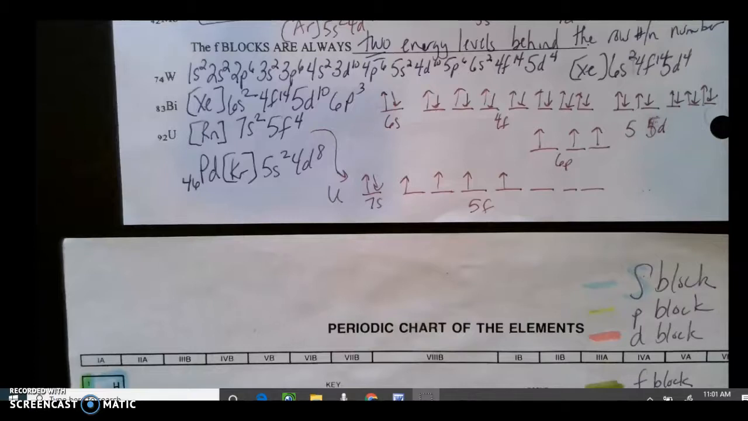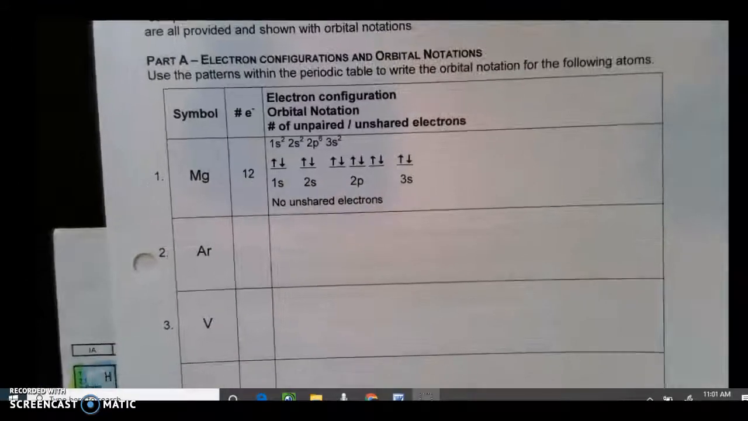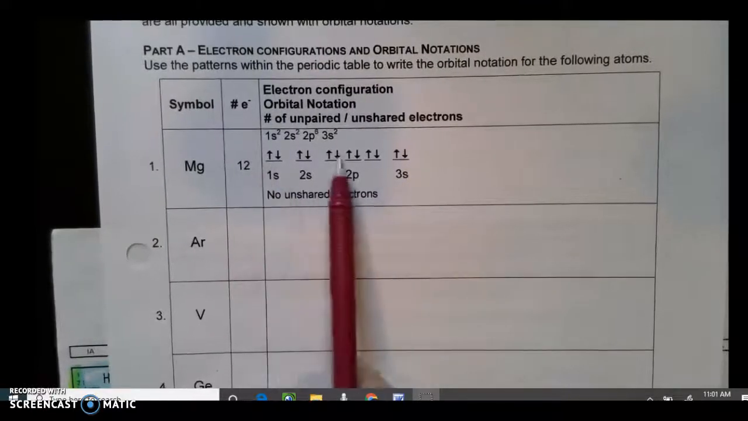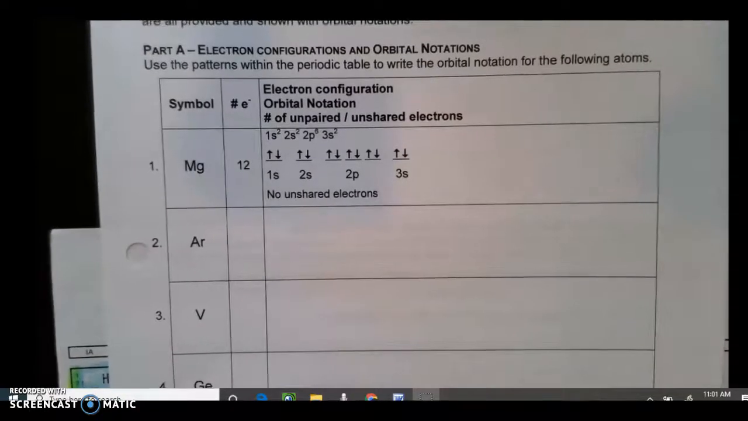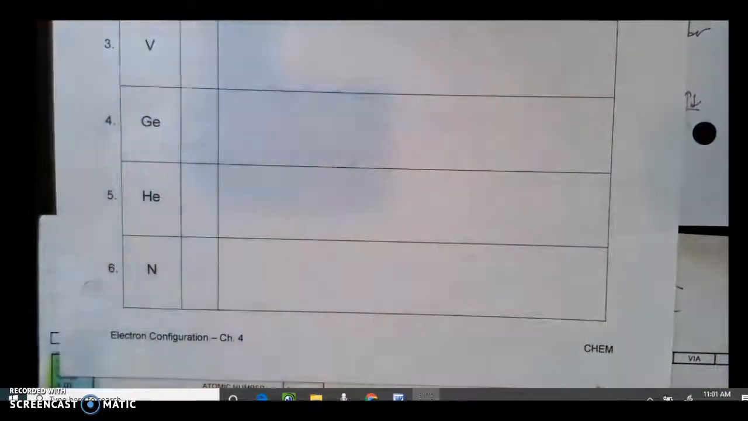All right, this is going to lead us into bonding. So I have a practice sheet for you, and the first one's been done for you. So the electron configuration and orbital notation, this has a little more space than this last worksheet. I am going to sneak down to germanium as an example I'm going to do with you.